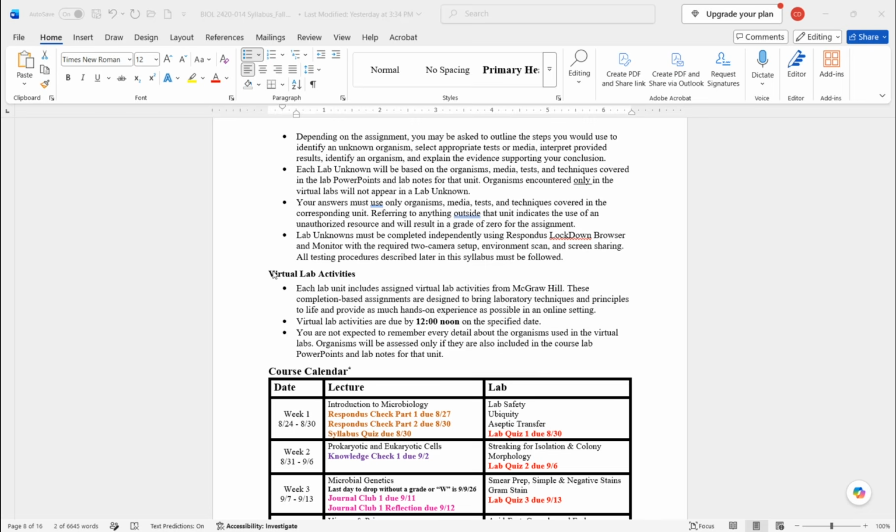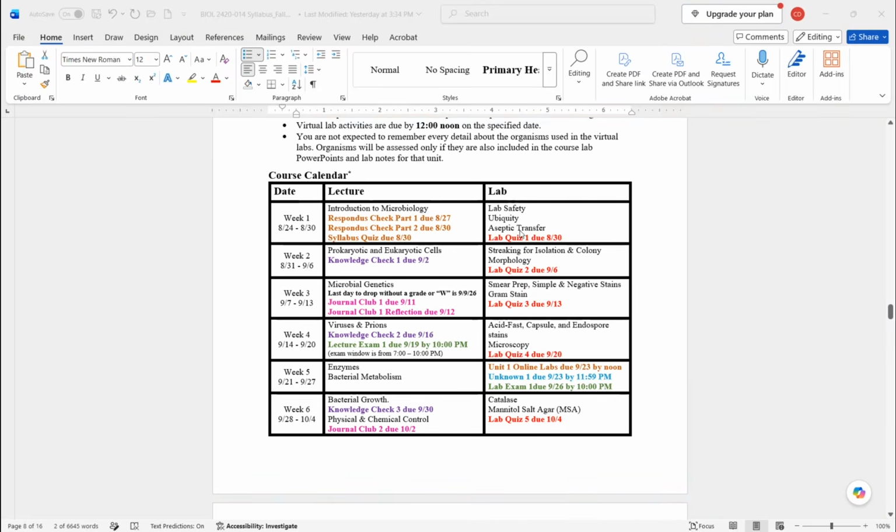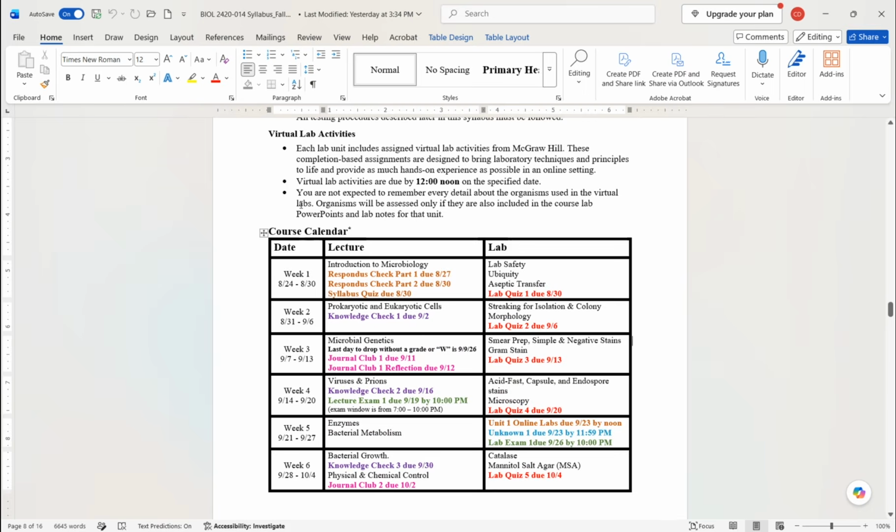So all virtual labs for a given unit are going to be due by noon, okay, on the specified date. Okay. And when you have the course calendar in your syllabus, you'll see where it is. For instance, you'll notice that the online labs and the unknown are due on the same day. But the labs are due by noon because you're meant to use those as a resource before you start having other higher stakes lab assessments. Okay. So these are completion based. So just click through it, answer the questions, do the best you can.